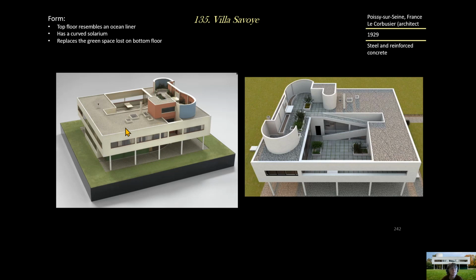The very top floor is like a terrace. It has a solarium, which is meant to capture the sun's rays and warmth, and it resembles an ocean liner, which is a modern day feature of life in 1929. And also it's got curved lines, reminiscent of or repeated from that stairwell. The other thing that this space allows for is that it takes the greenery that was lost on the main floor and brings it up here for humans to enjoy. So you can see all these plantings here in the courtyard and up here on this solarium.